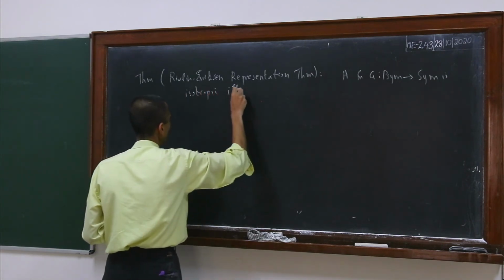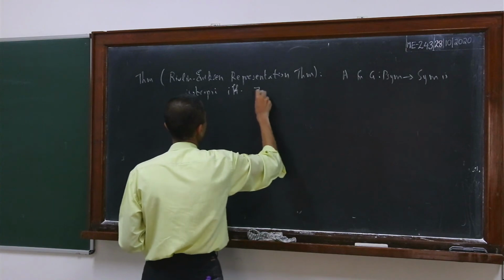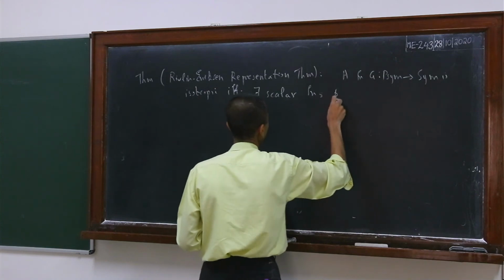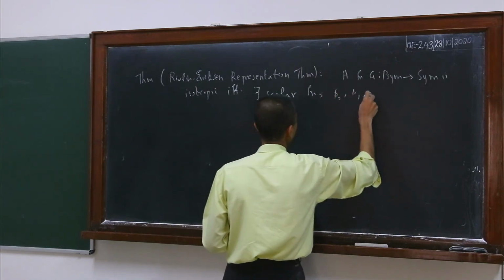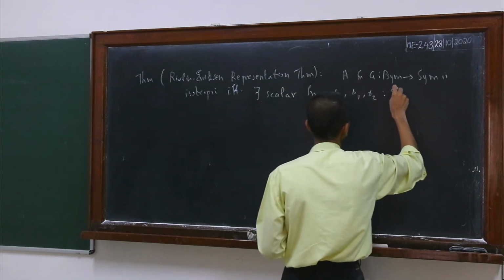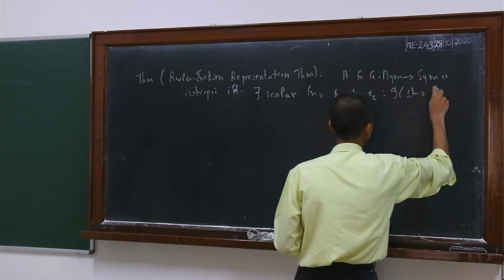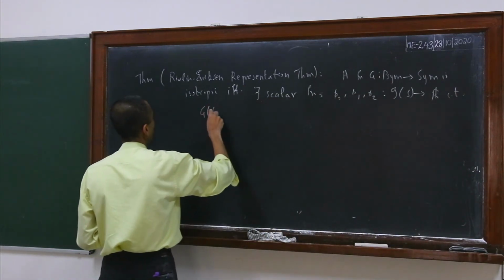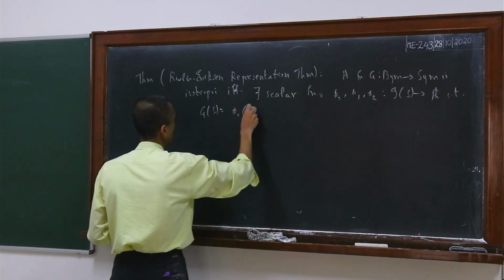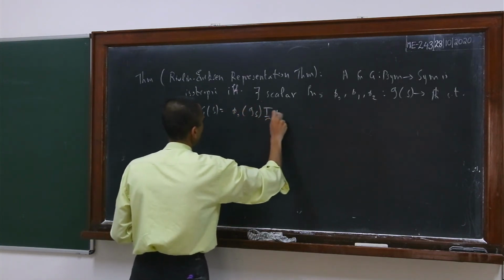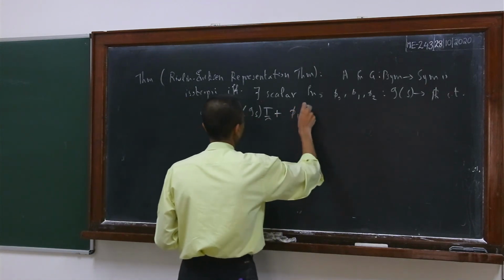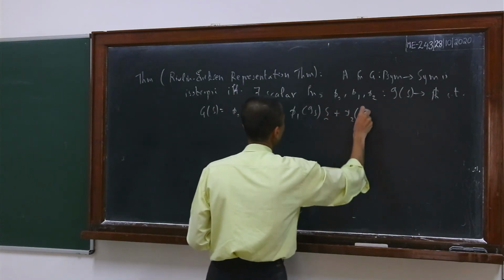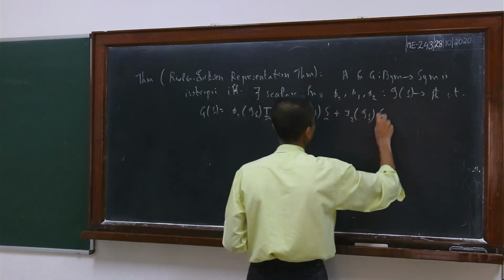If there exist scalar functions phi0, phi1, phi2 from invariants of S to R such that G of S is equal to phi naught of the invariants of S times I plus phi1 of the invariants of S times S plus phi2 of the invariants of S times S squared.